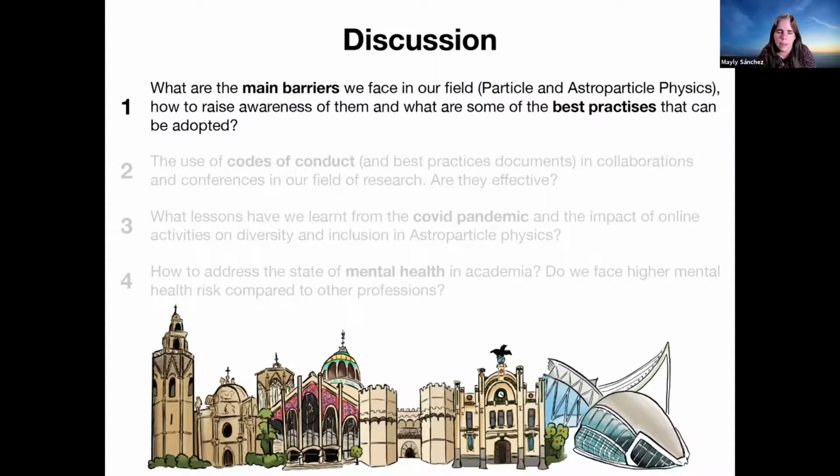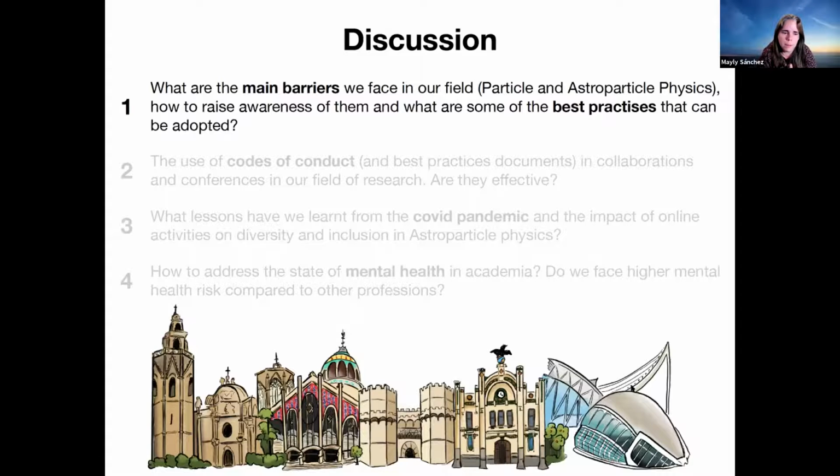As I said, it's multiplied if you're at an intersection of categories. If you're a woman of color, 1 in 5 do not feel safe attending a conference. So that person does not even show up to discuss interesting physics.